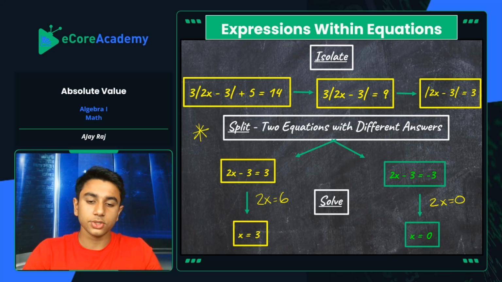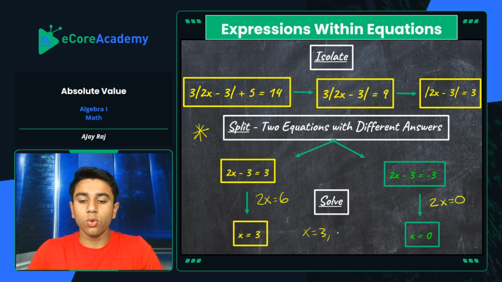So the key to this was the splitting step itself, not just the isolation or the solving part. The splitting step is the most crucial part of this whole process. You're taking your answer, putting the positive and negative form of it, and setting that expression equal to both. And then you get 2 separate answers. So x can equal 3, or it can equal 0. If we plug this back into our equation, this would indeed work. Both of these solutions would work.